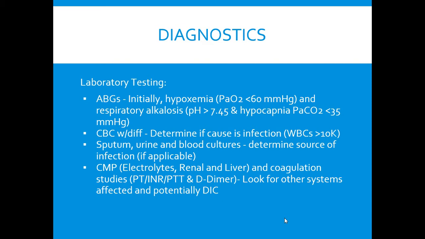CBC, it'll help to determine if the cause is from infection, so we want to look at the white blood cell count. We'll do sputum, urine, and blood cultures, determine the source of infection. And then we'll do a CMP, which is our comprehensive metabolic panel. We're going to look at electrolytes, renal, liver, and coagulation studies, and try to look for any other symptom or systems that are affected, and potentially any complications that are forming from ARDS.